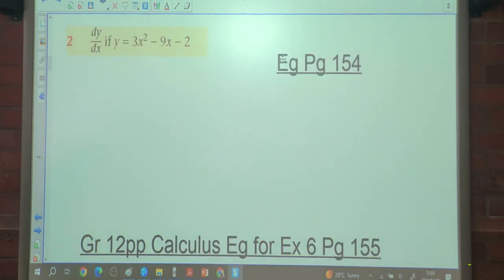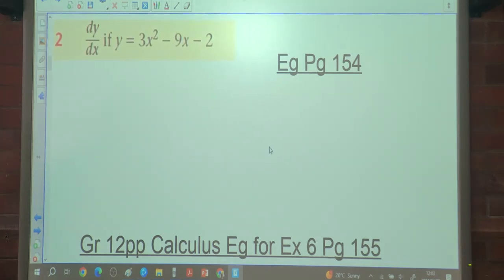Right, number 2. dy over dx, if y is equal to 3x squared minus 9x minus 2. Do the derivative there quickly.